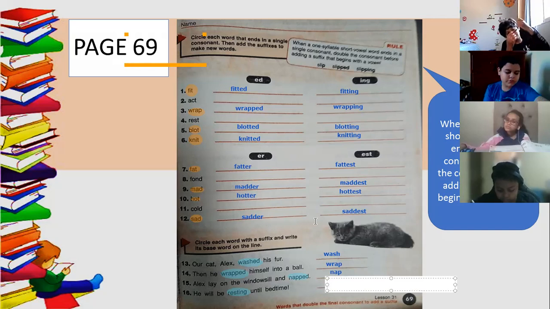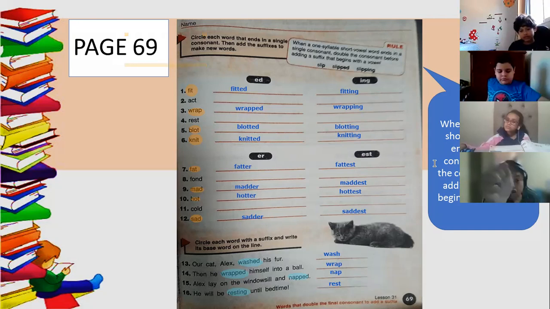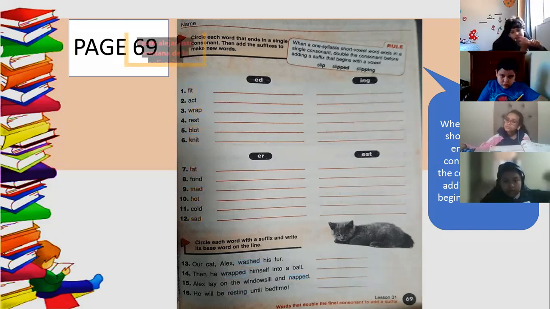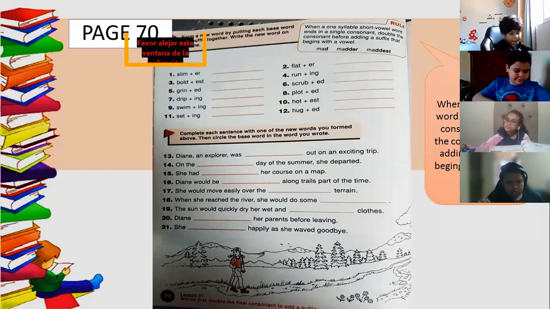What is the base word of resting? Rest. Okay. So everybody finished? Yes. Okay, we go to page 70. Okay, this is going to be like a piece of cake. The first one is a piece of cake.